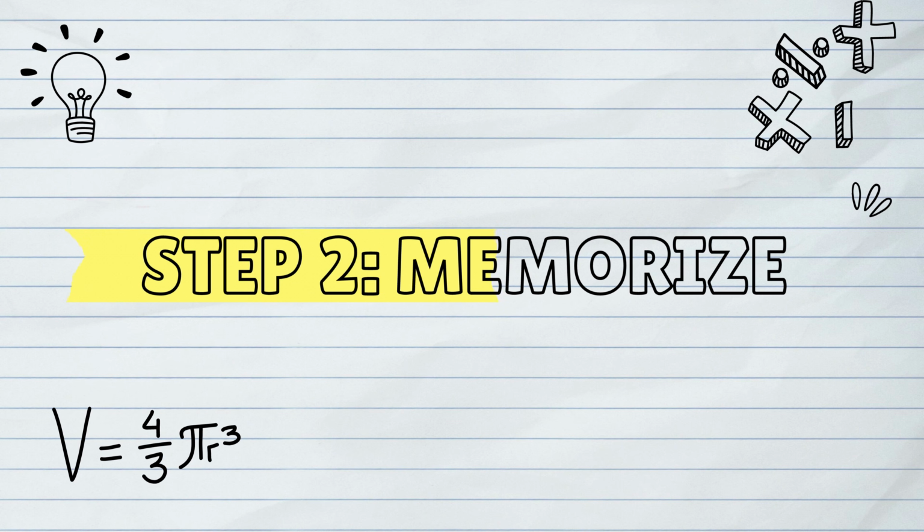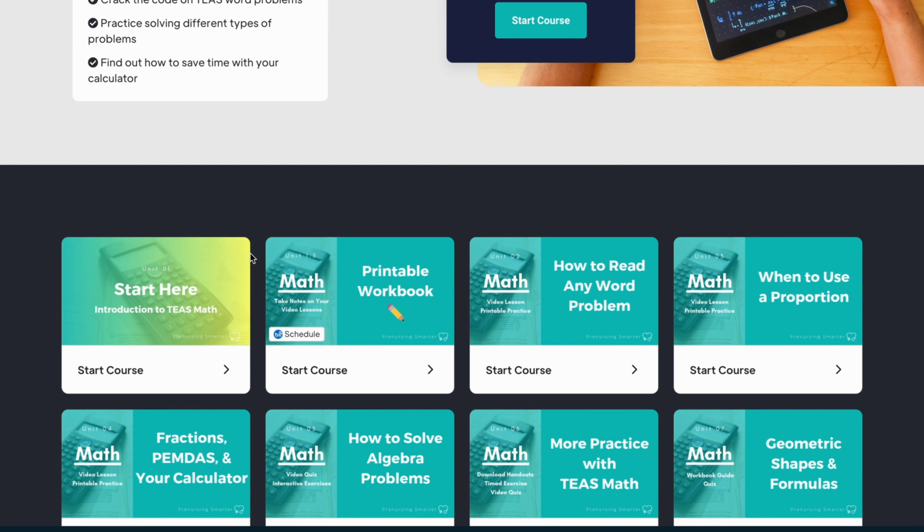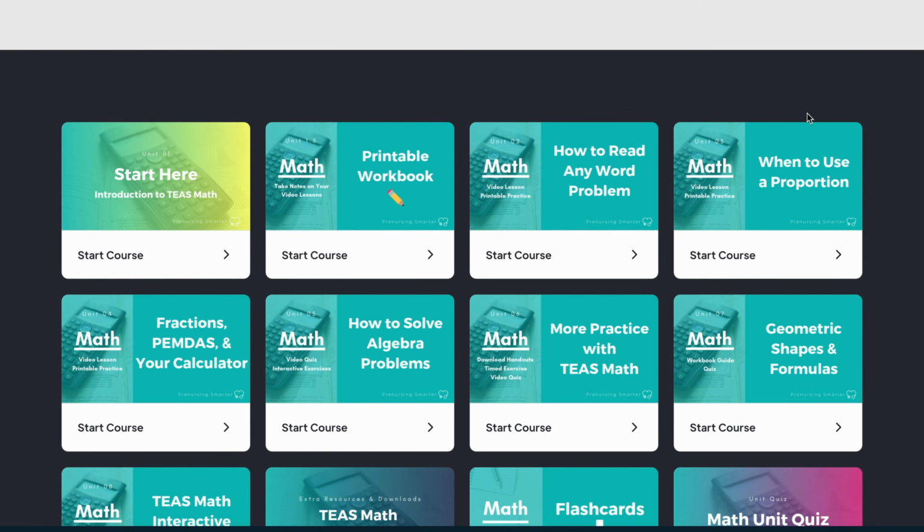Step 2 is to start memorizing these formulas that you need to know. I have them done for you. You can check out my free preview as well. There should be some in there. There's no escaping them on the TEAS, so do your best to start memorizing them now. Just a little bit every day will add up.